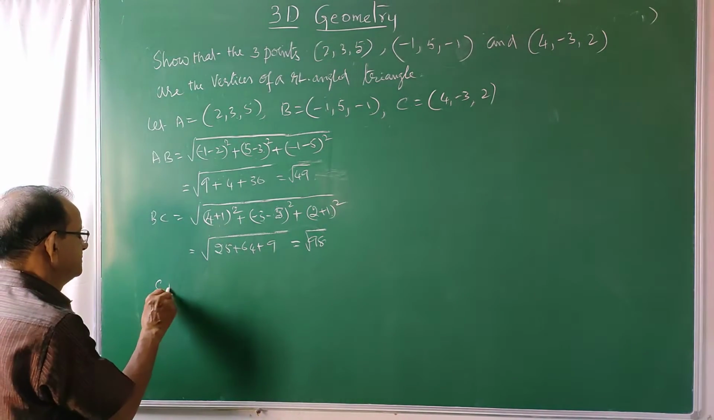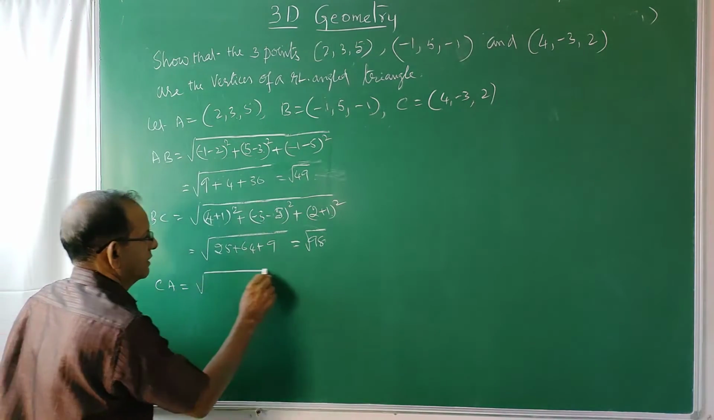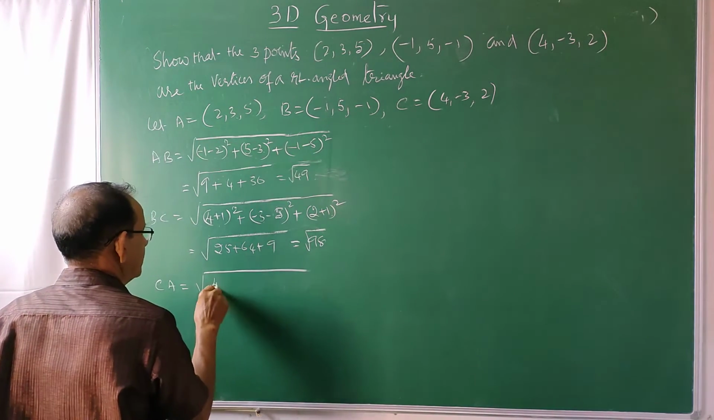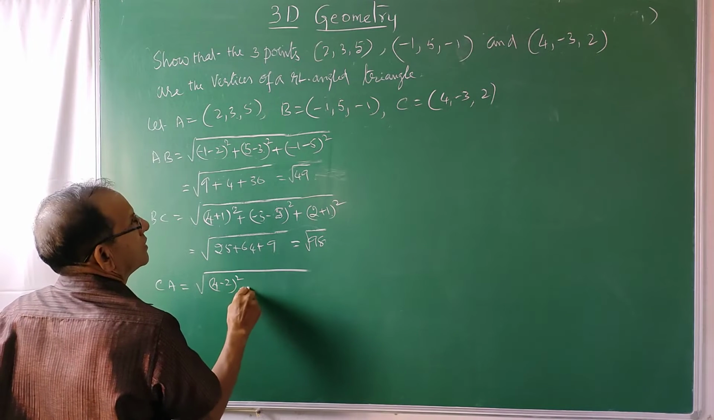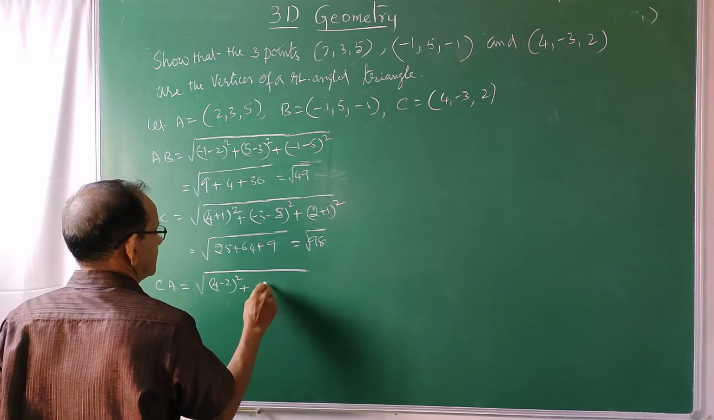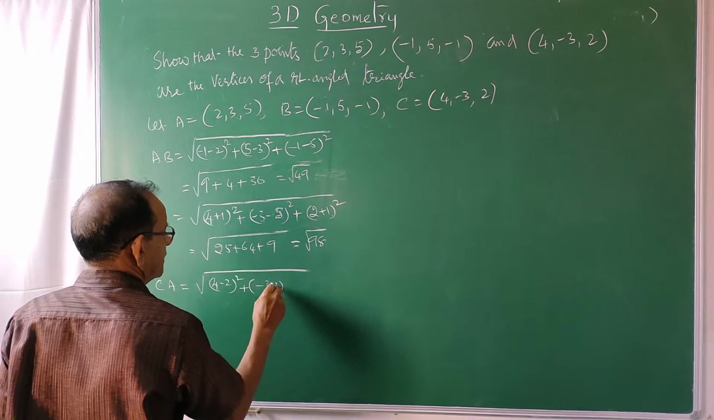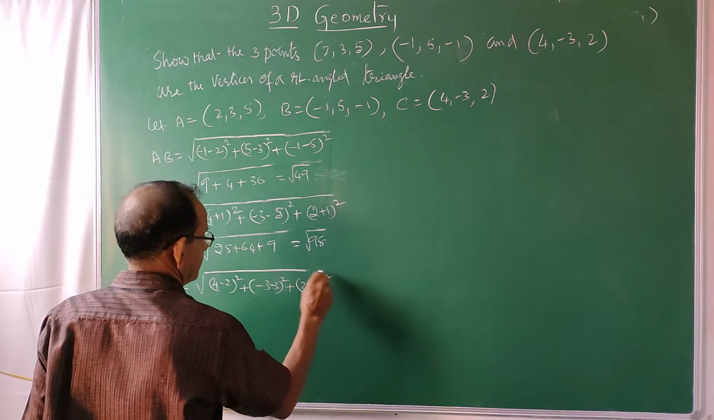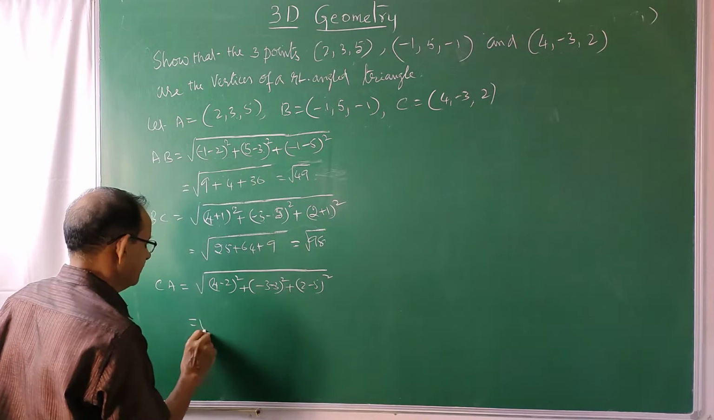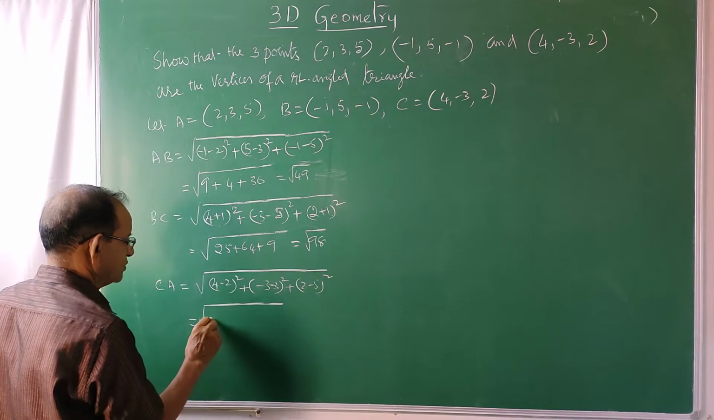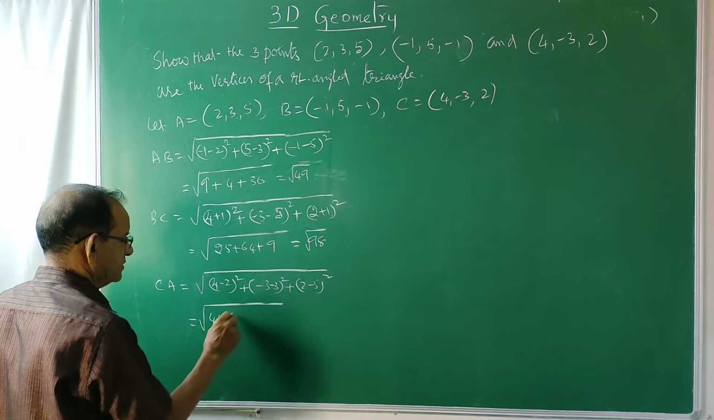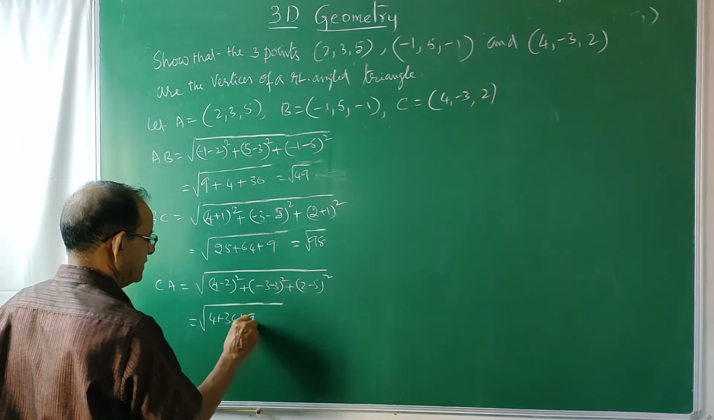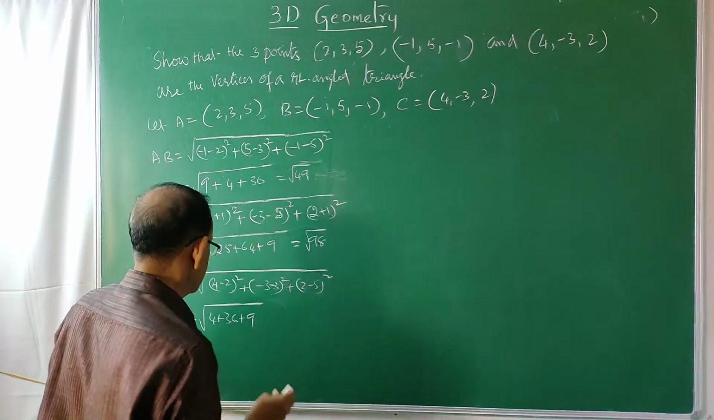Now CA, distance between C and A, third and first, 4 minus 2 whole square plus -3 minus 3 whole square plus 2 minus 5 whole square, which is equal to, this is 2 square 4, -6 whole square 36, 2 minus 5 is -3, that is -3 whole square plus 9. Now this is root 49.